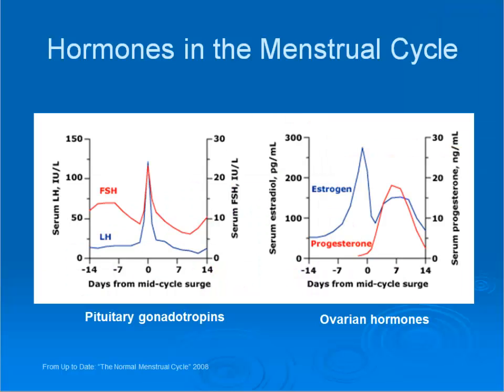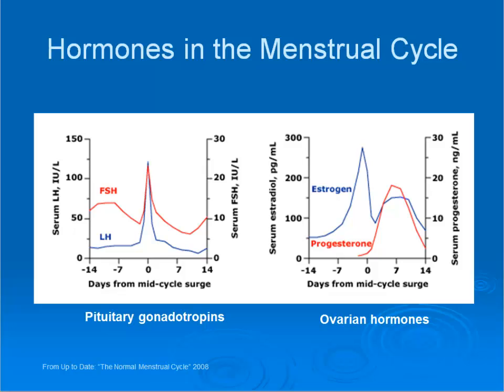This slide shows FSH and LH levels and their fluctuations during the menstrual cycle in the graph on the left. Note that a surge of LH and FSH occurs at mid-cycle. This surge is in response to high levels of estrogen. On the right, the levels of estrogen and progesterone are also shown over a menstrual cycle.